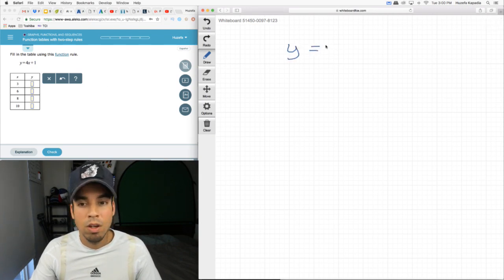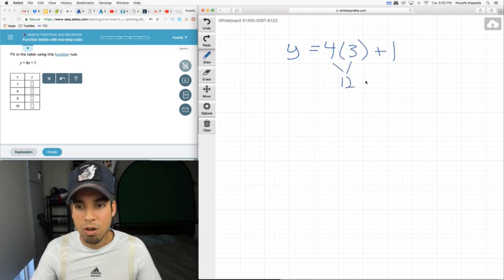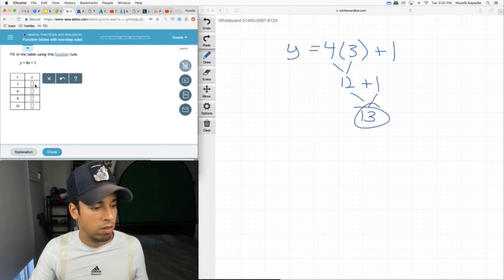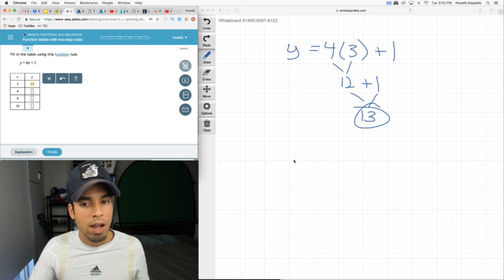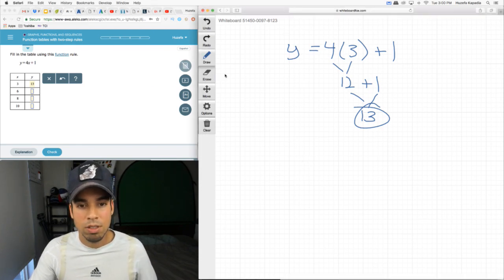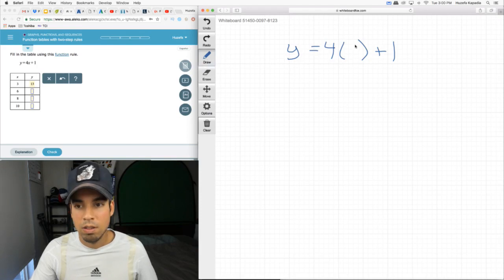So for example, when x equals 3, we replace the x with 3. Then we evaluate. 4 times 3 is 12 plus 1. Y equals 13. When x equals 6, 4 times 6 is 24 plus 1 is 25.